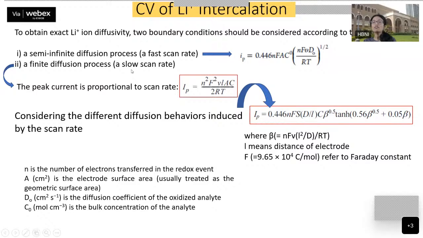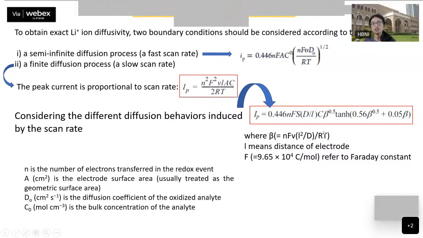Whereas if you have a very slow scan rate, the diffusion process is finite. And in this case, the peak current becomes proportional to the scan rate, so Ip is directly proportional to mu. These are the two boundary conditions in which the lithium-ion diffusivity has to be calculated in a lithium-ion battery. If you want to consider any scan rate, then this is the general equation given over here.